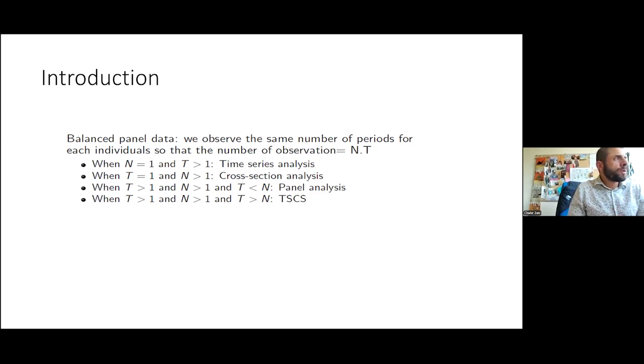Our main focus will be mainly on the third case, where t is greater than 1, n is greater than 1, but n is greater than t. This is very important because we'll be working with microeconomic data, either firms, households or individuals. In general, we have thousands or hundreds of individuals, right? And this is clearly much more than what we observe in terms of the time dimension.